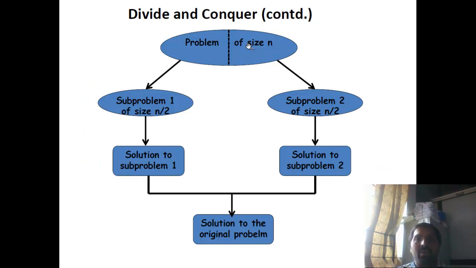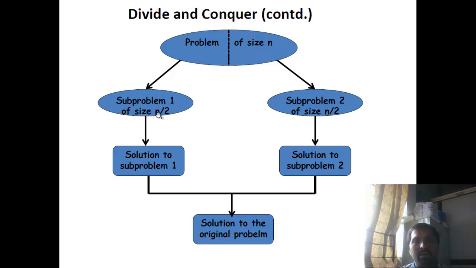So divide and conquer. We are taking the problem of size n. We are dividing the problem into two subproblems. Subproblem 1 of size n by 2, subproblem 2 of size n by 2. Again, we consider this subproblem to be big, so we can divide it into many subproblems. In the same way, the right side also.